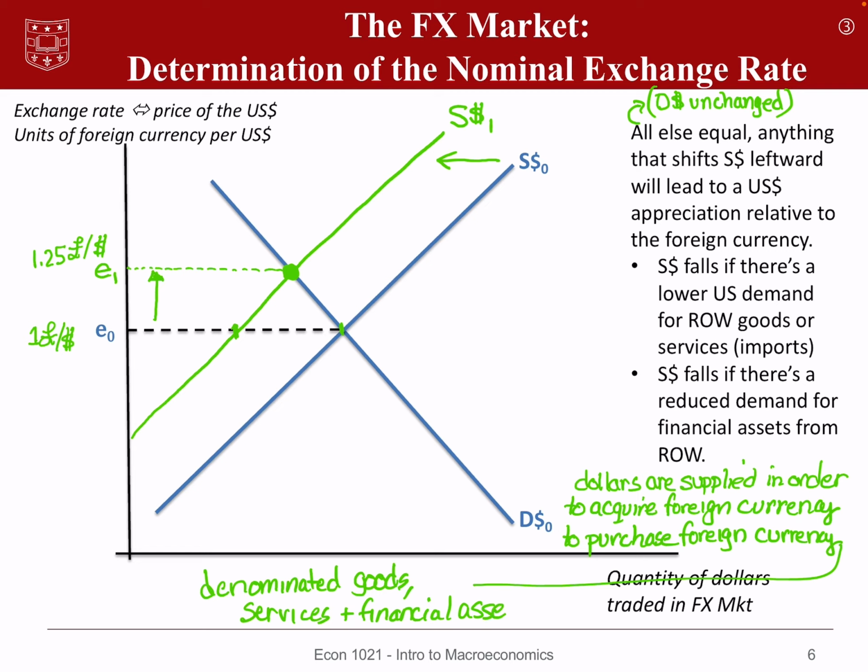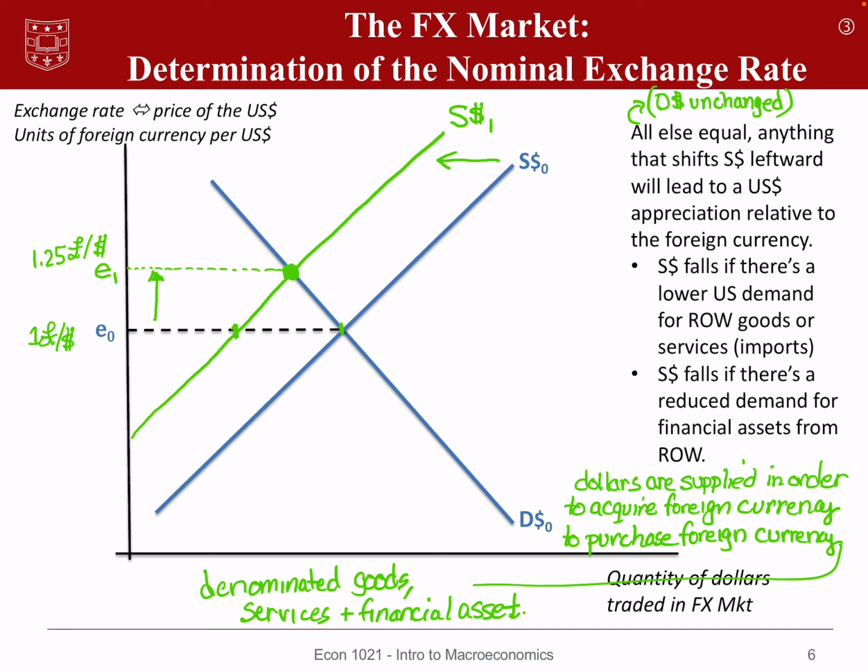And so by foreign currency denominated, what I just mean is that if you want to buy sake in Japan, you're going to need to get some yen. If you want to buy a spiffy umbrella in London, you're going to need to come up with pounds. So we need to supply dollars in the foreign exchange market in order to acquire the foreign currency to purchase foreign currency denominated goods and services.